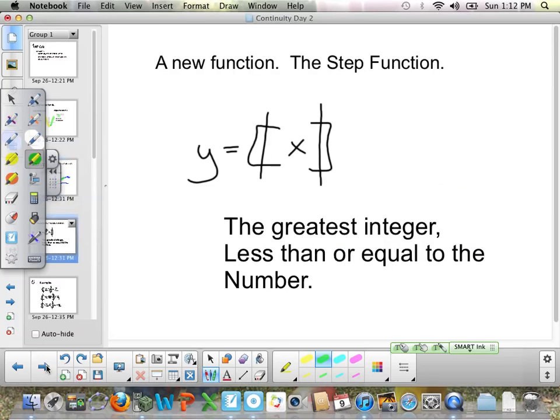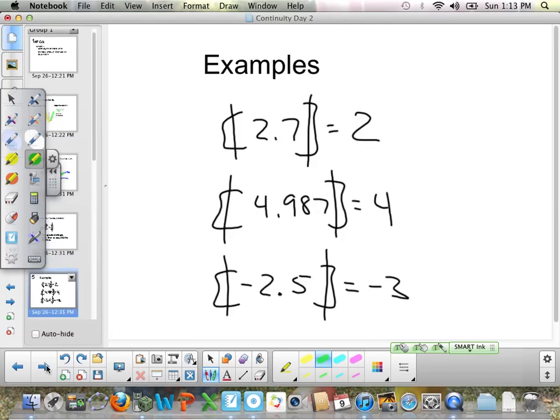A new function, the step function. This is also called the greatest integer function, meaning y equals the step function of x is the greatest integer less than or equal to the number. Some examples. The step function, or the greatest integer of 2.7, is 2. The greatest integer less than or equal to 2.7 is 2. The greatest integer of 4.987 is 4. Pretty simple for positive numbers.